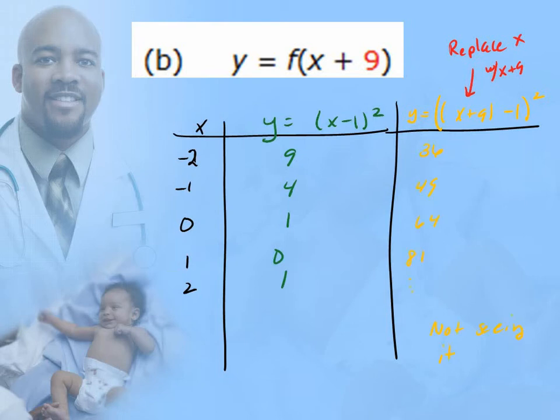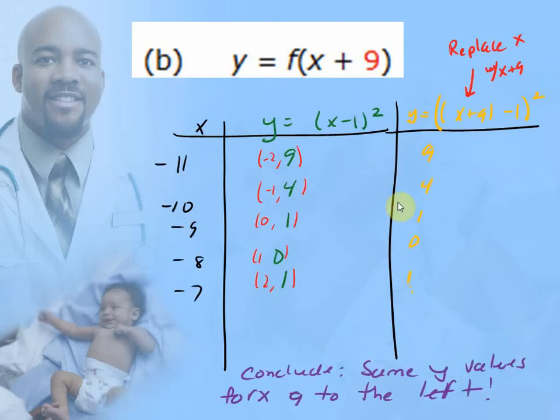So let's see what happens. I'm not seeing it. What I did is I replaced the x with x plus 9 there. That's what it says to do. It says take x and replace it with x plus 9. And I just shifted it, and I got really big numbers. And so I'm not seeing a pattern going from here to here. So I changed my strategy.